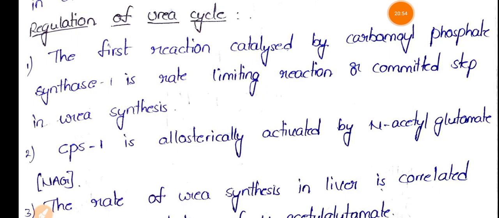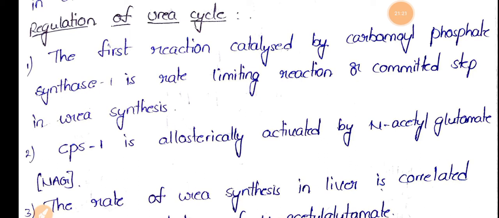So here now let's see about the regulation of urea cycle. How we can regulate this urea cycle? Higher amounts of production in this urea cycle may lead to some disadvantages, and for that reason there should be a regulating mechanism in urea cycle. So let's see about this regulation of urea cycle.